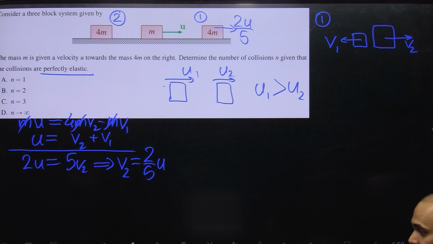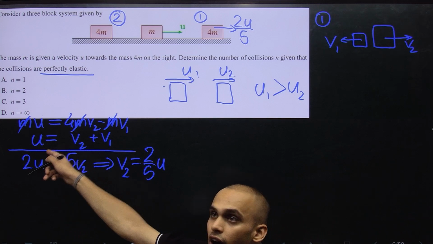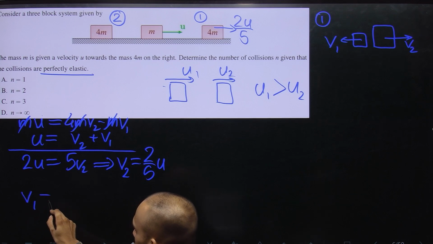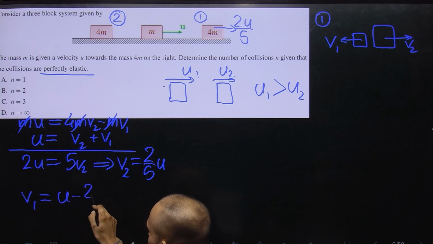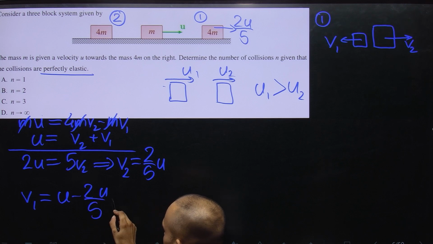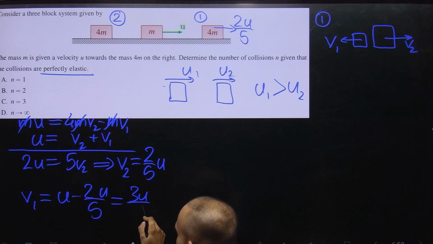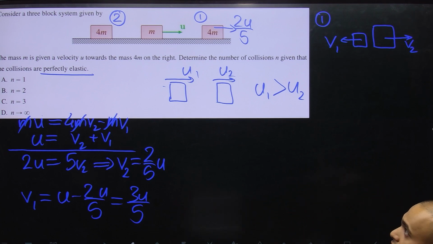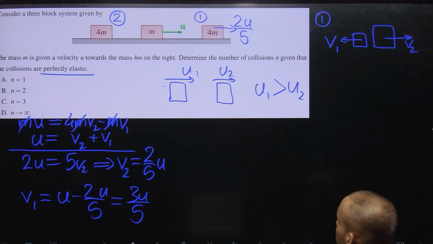And since v1 plus v2 should add up to u according to our second equation, we get v1 as u minus 2u by 5, that is 3u by 5, which will be the initial velocity for the other collision. Let's solve for the second collision now.